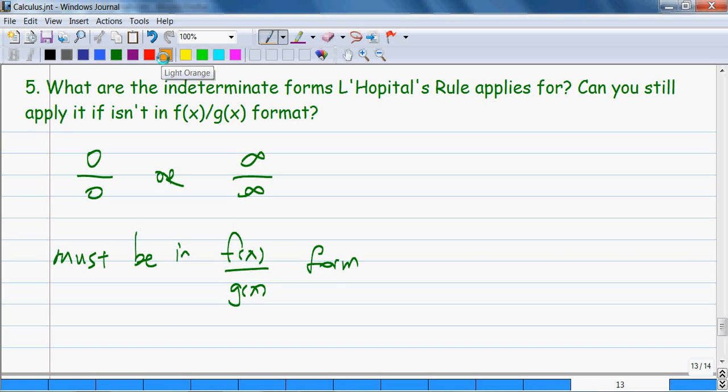So the indeterminate forms of L'Hopital's rule is basically 0 over 0 or infinity over infinity. I think I've talked about this in one of the previous questions, so I'll not repeat how to do that differentiation thingy. But the requirement is that it must be in the division form. But there is always a way to convert something that's not division to division.